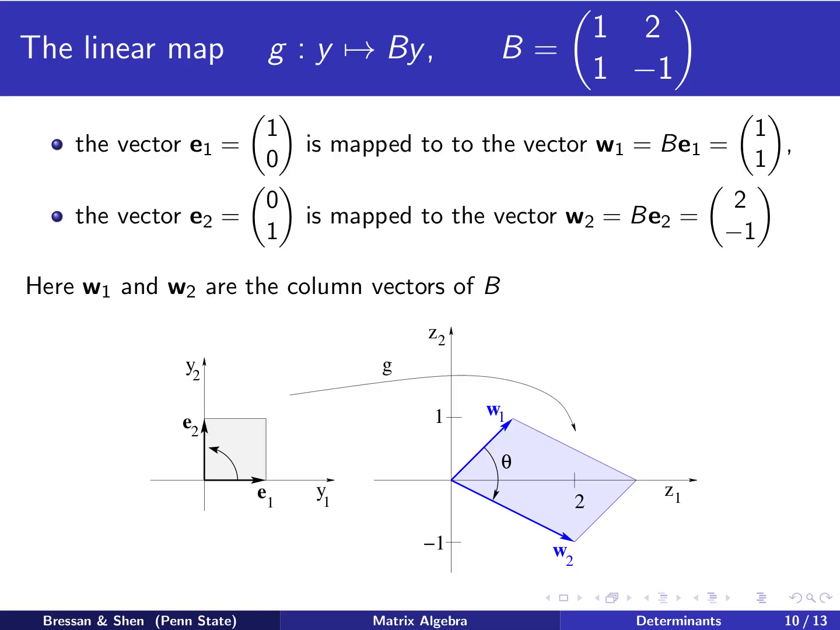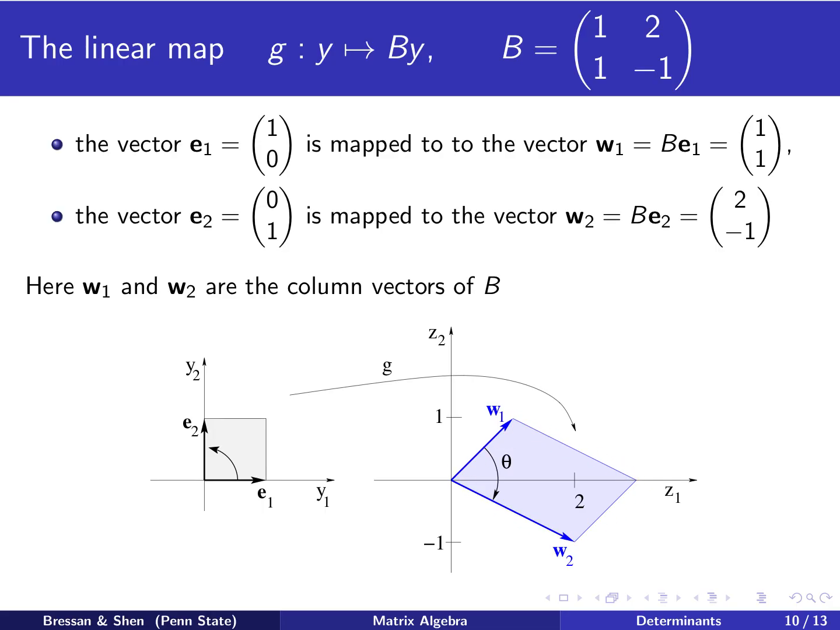Now the second linear map, G, which maps Y to B times Y, and B is this matrix. We can go through a similar argument. So the vector E1, the first unit vector, is being mapped to the first column, which is 1, 1. So the W1 is here. And then the second unit vector, E2, will be mapped to the second column. That's 2, negative 1, which is here. So a little unit square here now is mapped into a parallelogram like this over here.